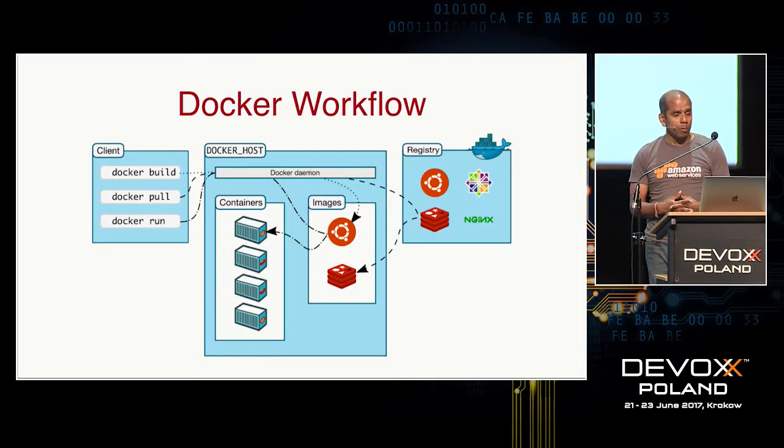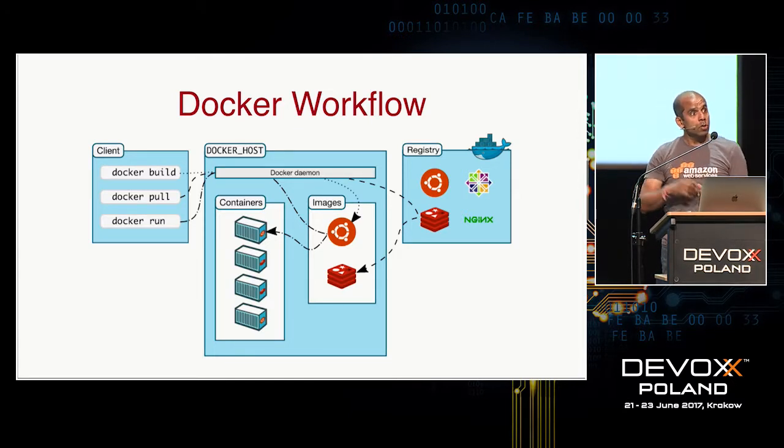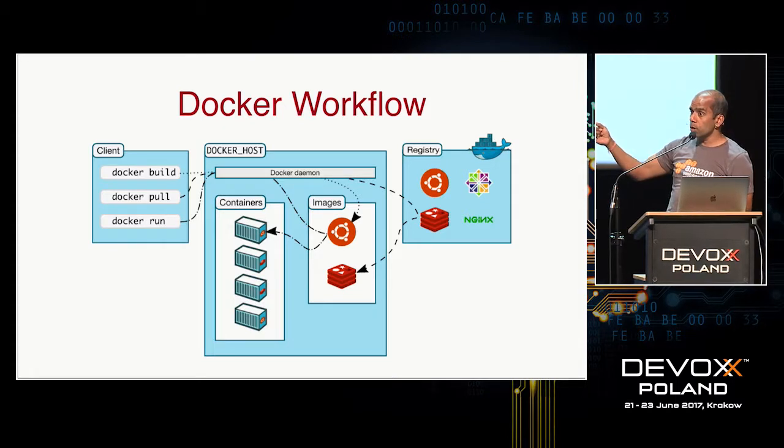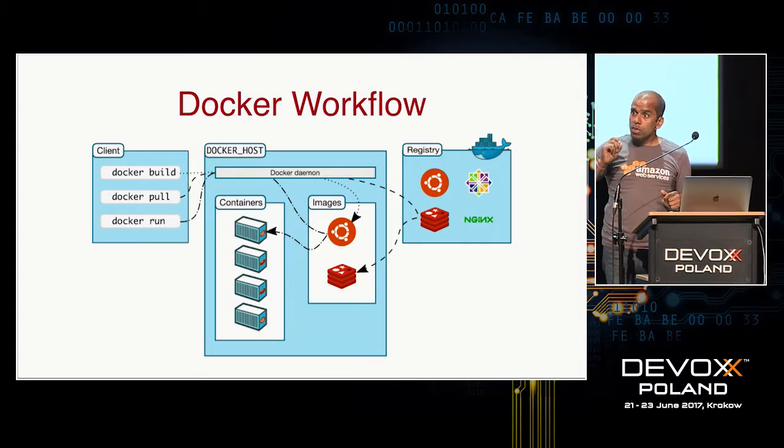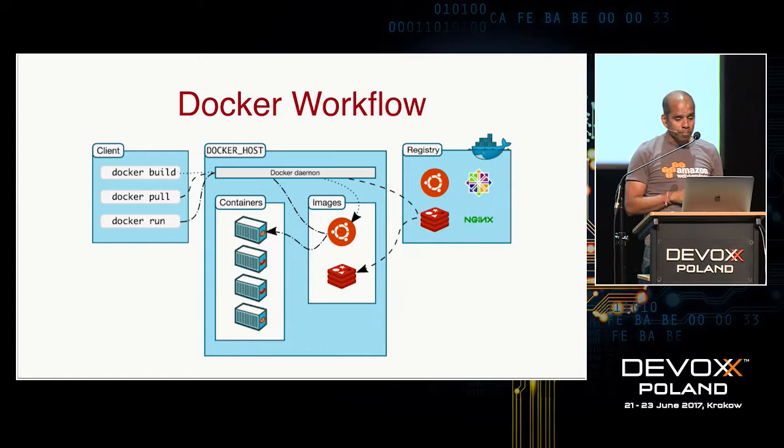So your typical flow is the client would be pointing to a Docker host and say, OK, now go run my container. The host says the image does not exist. So it goes and talks to the configured registry, downloads the images, and then runs the container.